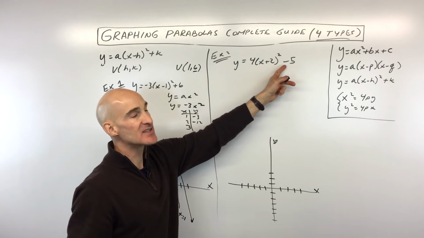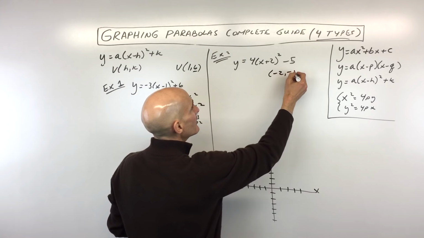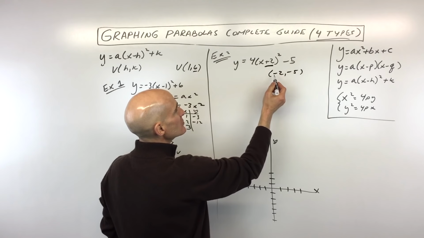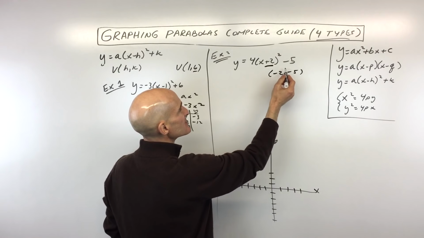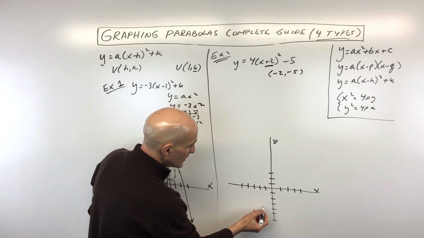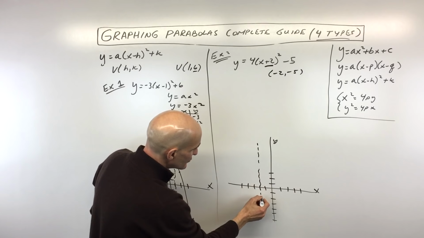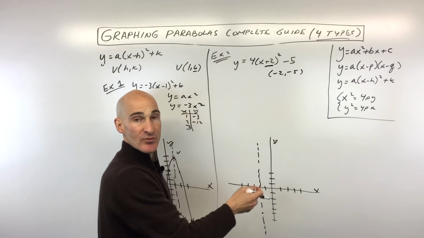So what do you think the vertex is on this one? If you said -2, -5, you're right. Remember, it's the opposite of 2, that's -2. This one has the opposite sign, and this one has the same sign. So I like to plot the vertex first. So left 2, down 5. That's going to be right there. We draw our axis of symmetry like so. That's what divides the parabola in half.